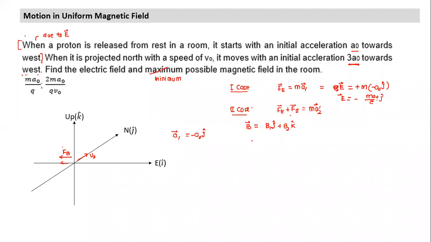Let me simply substitute the values now. What is Fe? The Fe value you already know. Fe is equal to minus m A naught J cap plus FB. What is FB equal to? q into V cross B. What is V here? V naught, in which direction? J cap cross of B1 J cap plus B2 K cap is equal to what? Mass into acceleration. What is the acceleration in this case? 3 A naught. Which direction?